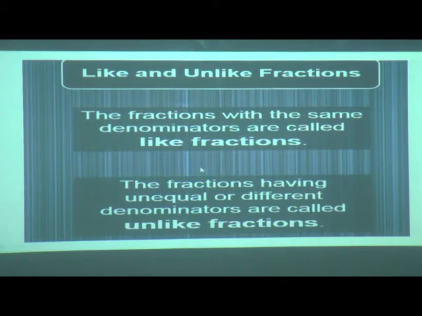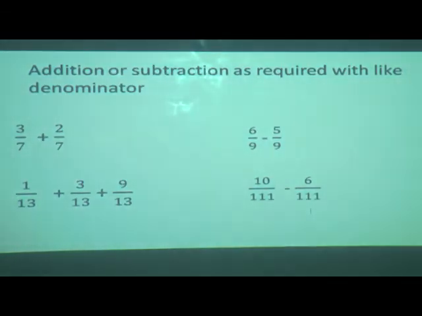Afterward we have to see what operations we use with fractions. So, additions or subtractions as required with like denominators. Here we learn only the case when the denominators are the same. When denominators are the same, they are known as like fractions. So you can do any operation, addition or subtraction, directly without going for the long procedure.